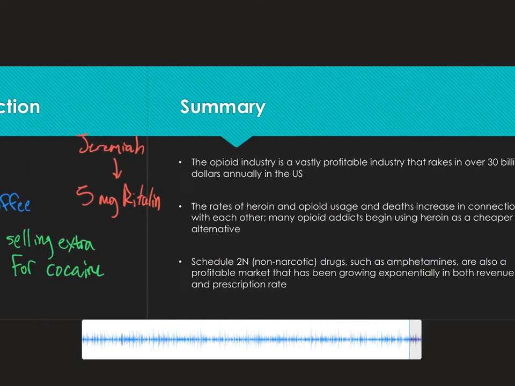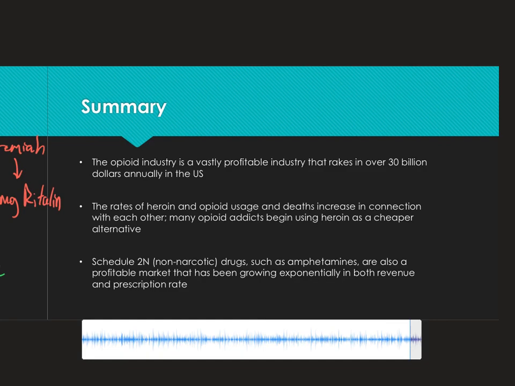So, to summarize, the opioid industry is a vastly profitable industry that rakes in over $30 billion annually in the United States. The rates of heroin and opioid usage and deaths increase in connection with each other. Many opioid addicts begin using heroin as a cheaper alternative. Schedule II drugs, such as amphetamines, are also a profitable market that have been growing exponentially in both revenue and prescription rate.